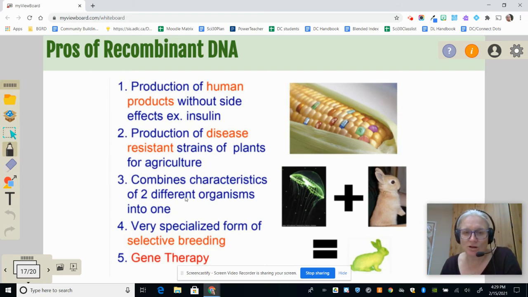Combine characteristics of two organisms into one. So you got two things. You want to see a green bunny, right? No, I don't. Yeah. Very specialized form of selective breeding. So this really speeds up our selective breeding process too. What could take many, many generations, hundreds of generations to get to, we could do a lot quicker through recombinant DNA. And then gene therapy is a definite possible pro.